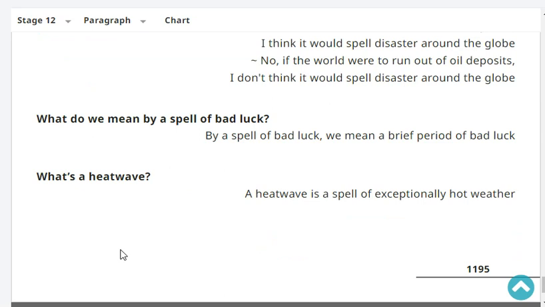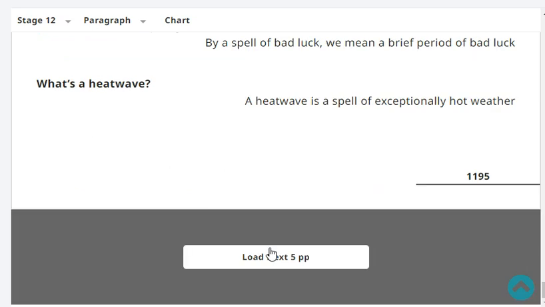What's a heat wave? A heat wave is a spell of exceptionally hot weather. Very good.